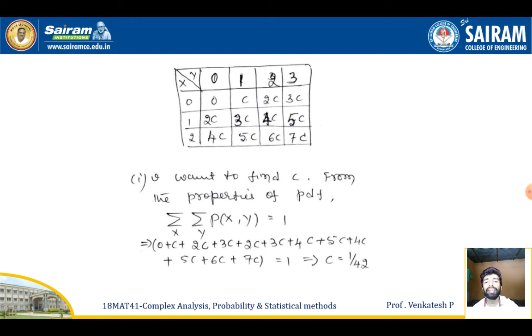So adding these values: 0 plus c plus 2c plus 3c, again 2c plus 3c plus 4c plus 5c, plus 4c plus 5c plus 6c plus 7c. Adding all these values, the sum will be equal to 1. I am taking the formula, the double summation of p of x comma y is equal to 1, I mean summing all the values. So adding all the values I got, I am equating it to 1. It will be equal to 42c. So 42c is equal to 1, in the sense c is equal to 1 by 42.